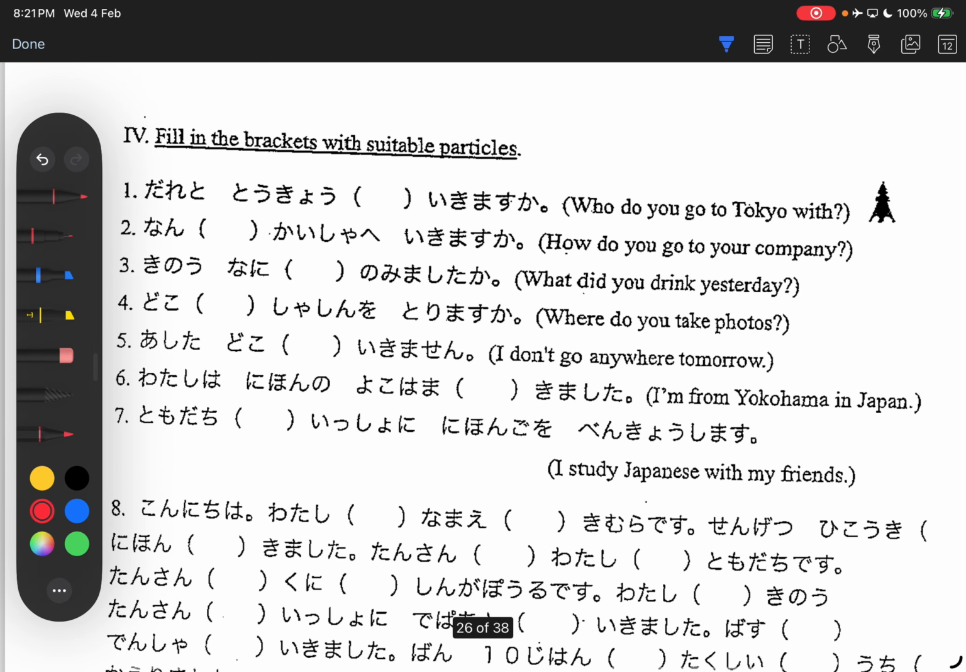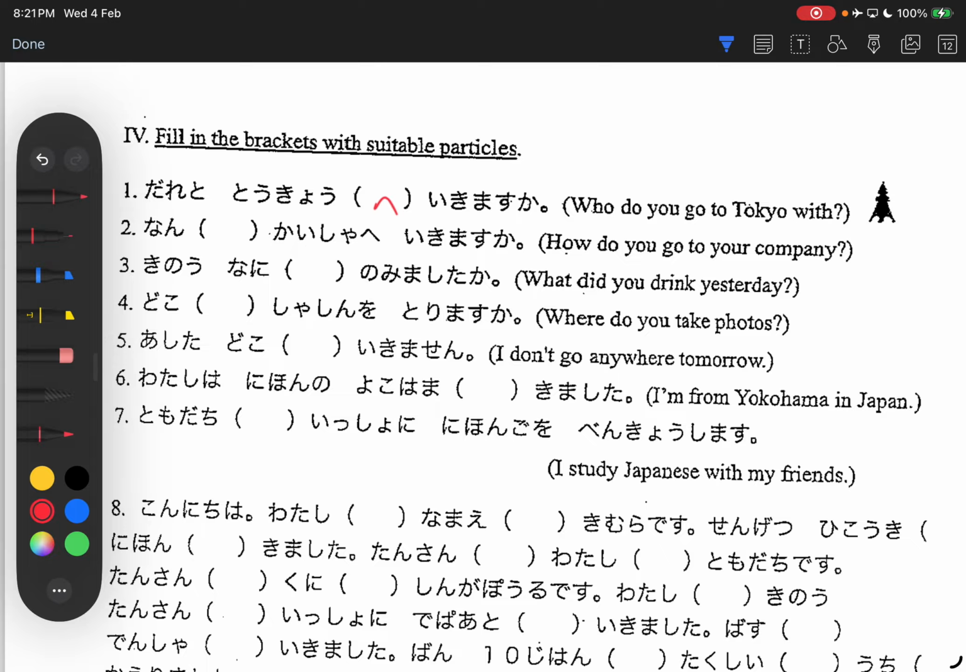Part 1, 3 again, right? Is it 3? Ah, yeah, I finished. Okay, 誰と東京. Just tell me a particle. 誰と東京へ行きますか? Right, because of the ikimasu, so it's an e. Right.